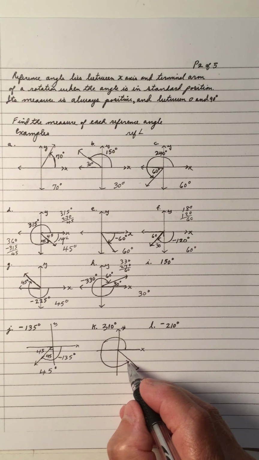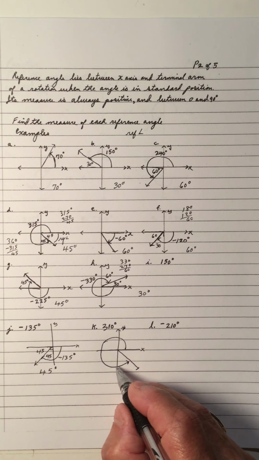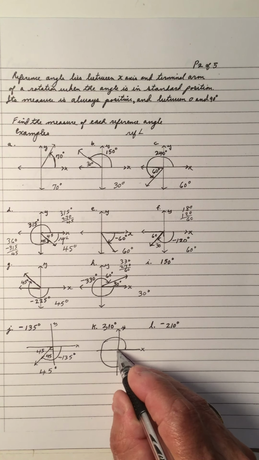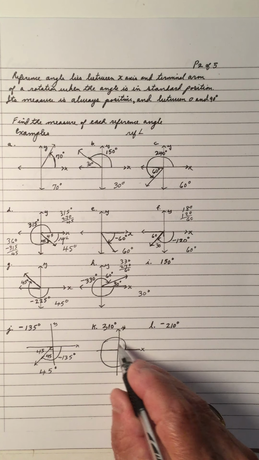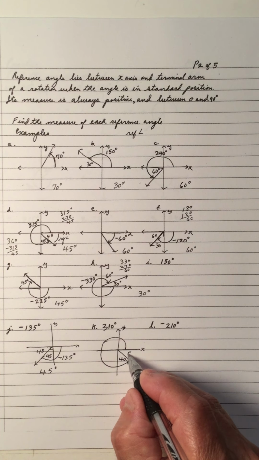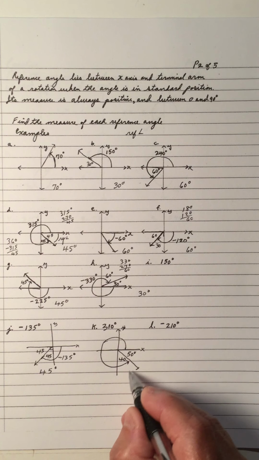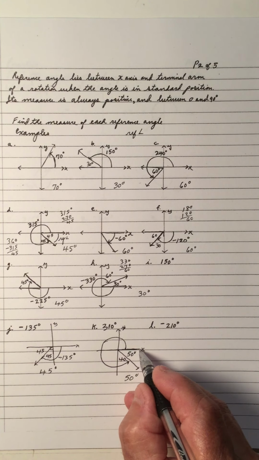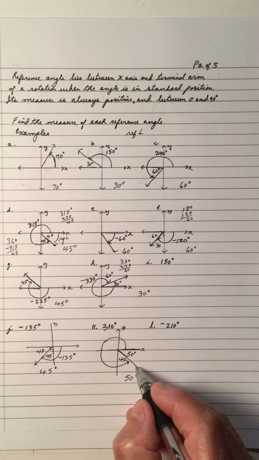We can say that this angle here is 270. So that would be a 40, because 270 and 40 make 310. So that means this angle is 50. So the reference angle is 50. The reference angle is between the initial arm and the terminal arm.